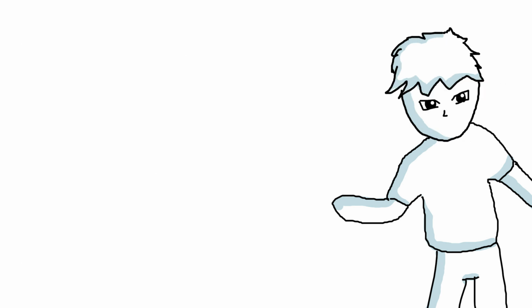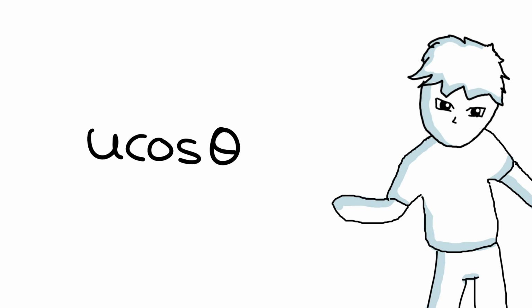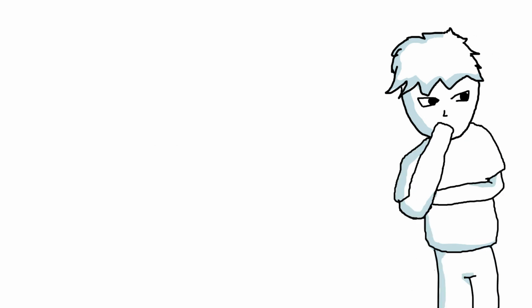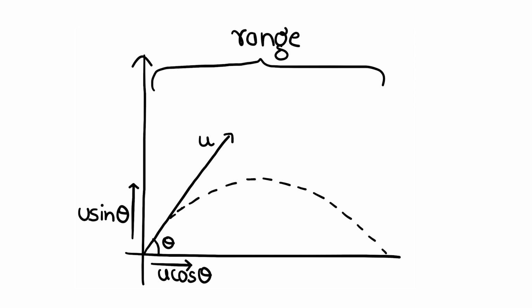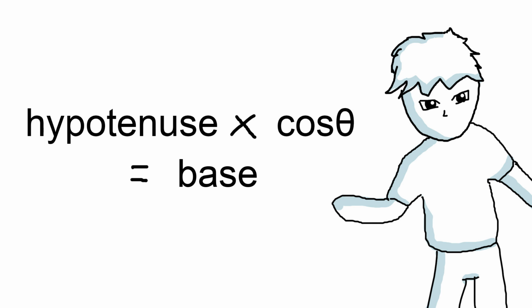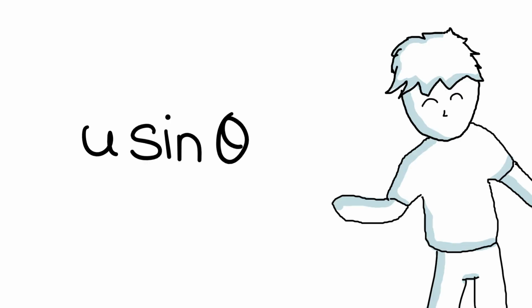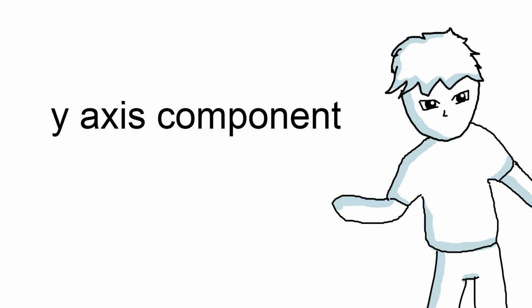Now this line can be bifurcated into two components of x-axis and y-axis. As I mentioned earlier, we can multiply u with cos theta to get the x-axis component. Now you would be wondering, why would I multiply u with cos theta? Well, that's because u will be our h, which is the hypotenuse. When we multiply our hypotenuse with cos theta, it will give us the base. So the x-axis component for speed is u cos theta. And in a similar way, when we multiply u with sine theta, we'll get the y-axis component of speed.